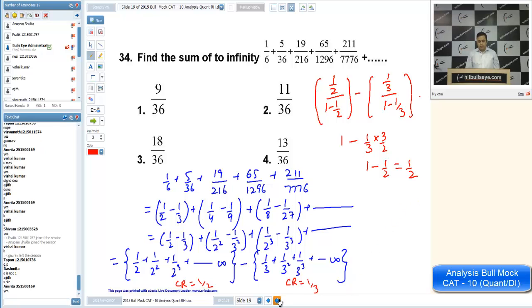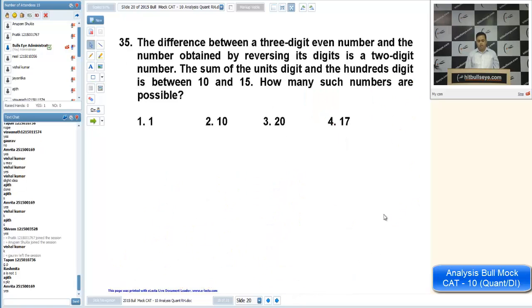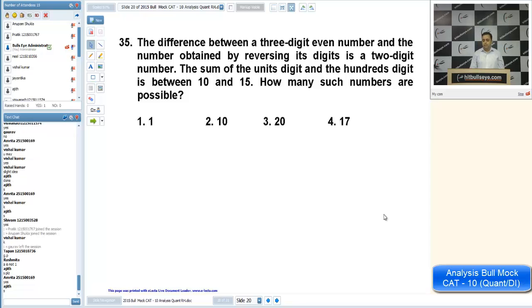Okay, the next question is, the difference between a 3-digit even number and the number obtained by reversing the digits is a 2-digit number. So, should I explain this question or not? Okay, the difference between a 3-digit number and the number obtained by reversing the digits is a 2-digit number. So let us take the number as XYZ.